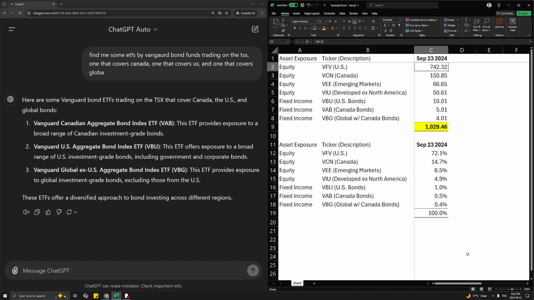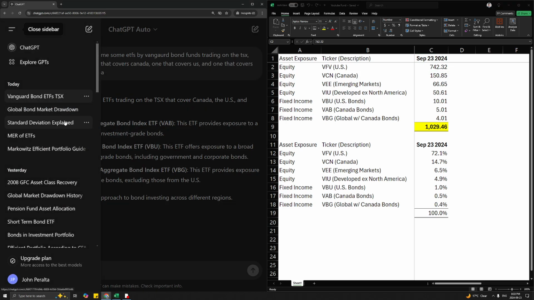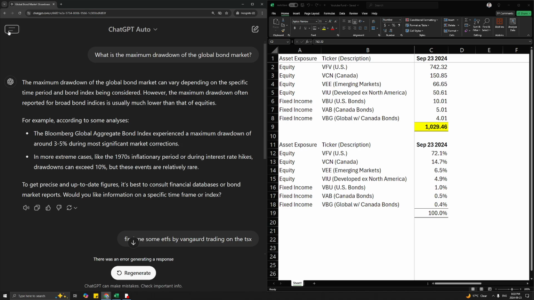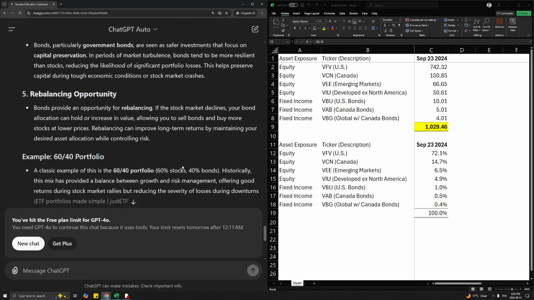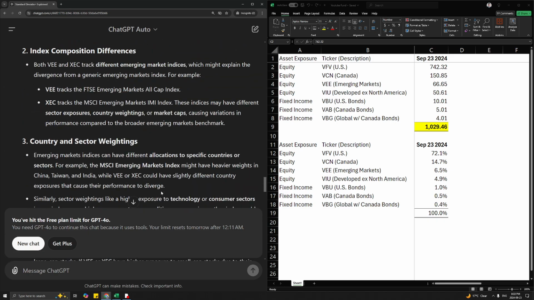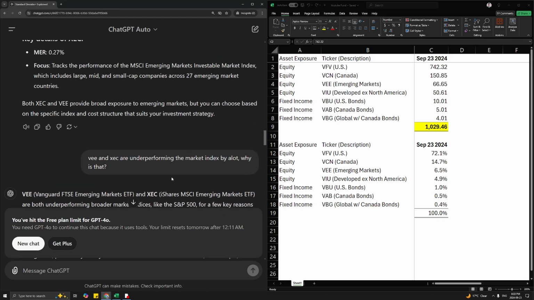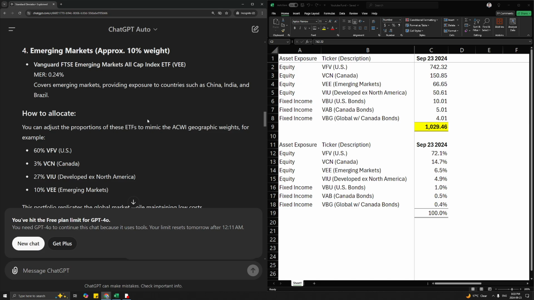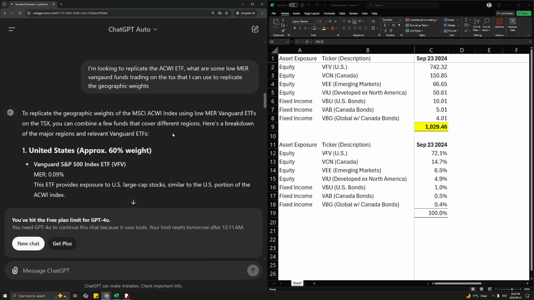Why did I choose these weights, and why are they different than that XTC or whatever that was? What was that? I think it was ACWI by iShares. Oh, come on. What was it? Okay, let's go back.